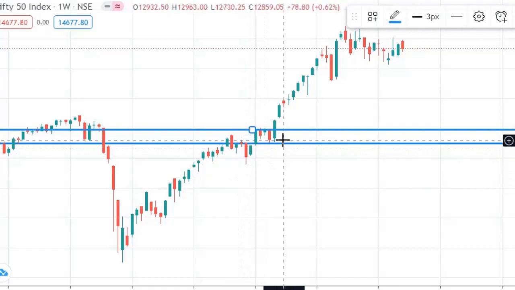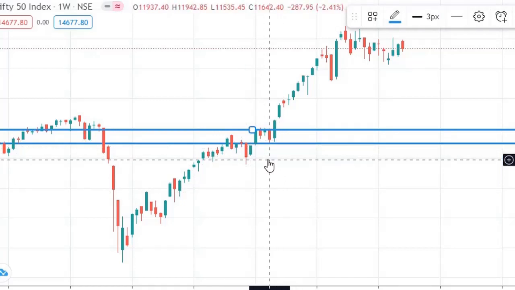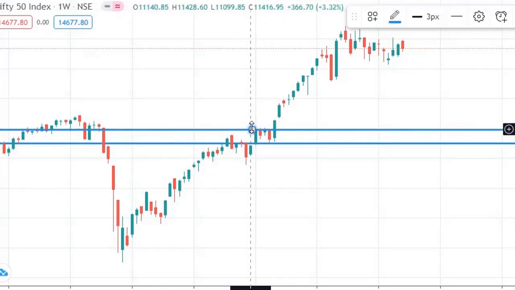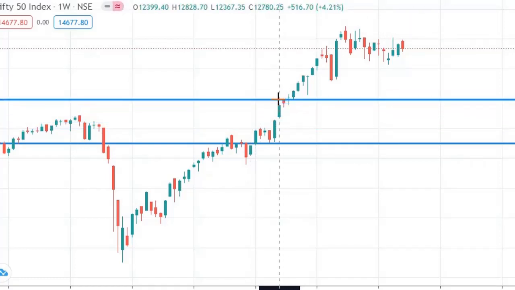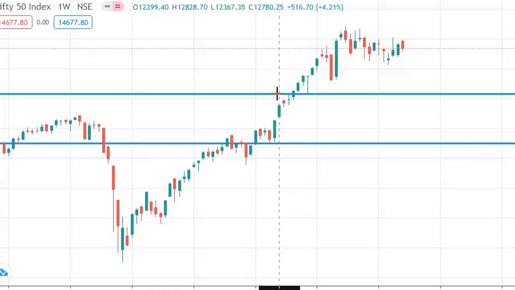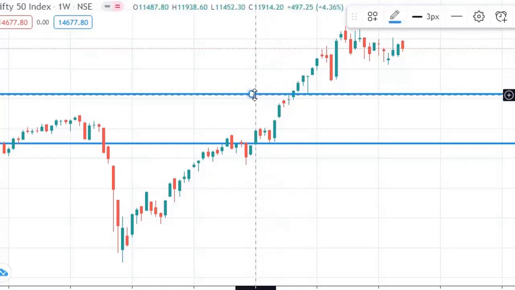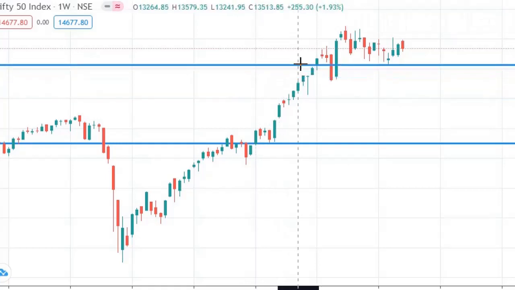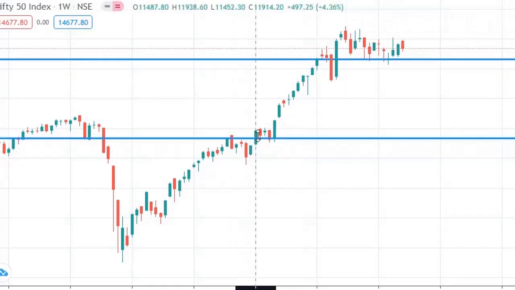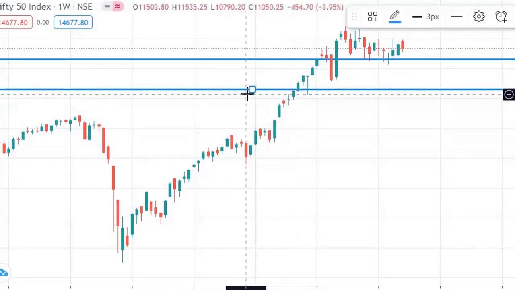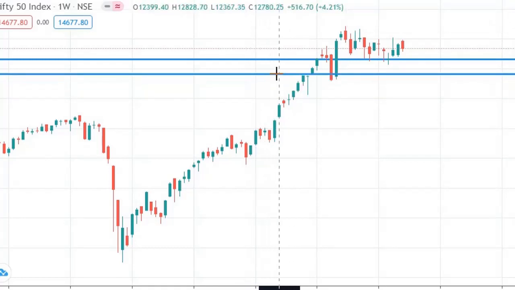This green bar goes inside it, so we're not going to mark it. For the next 3 weeks it traded inside with the positive bias. Then again green bar, green bar, also red bar, green bar. Similarly you can see till this point we came up. I hope you are getting me.